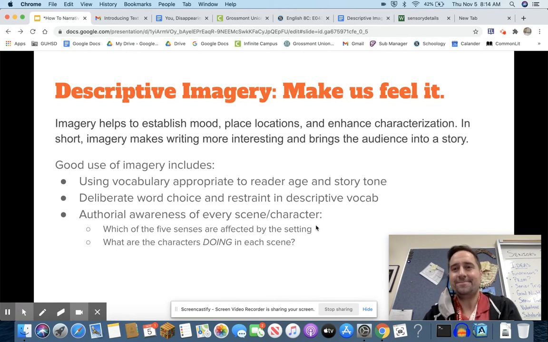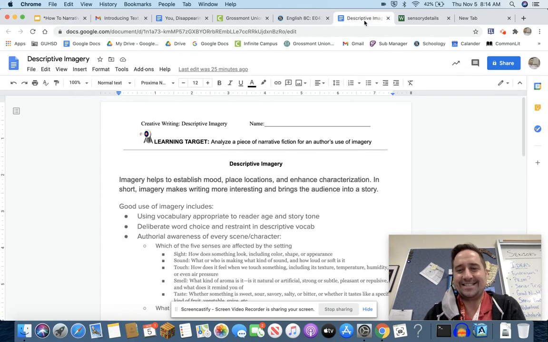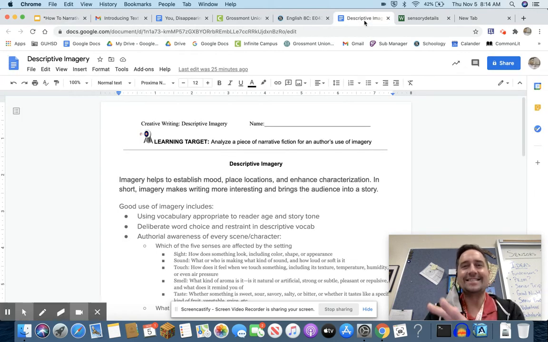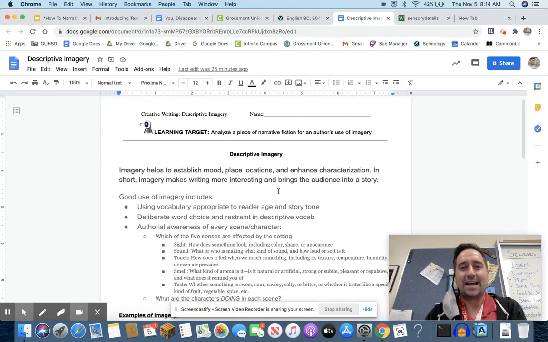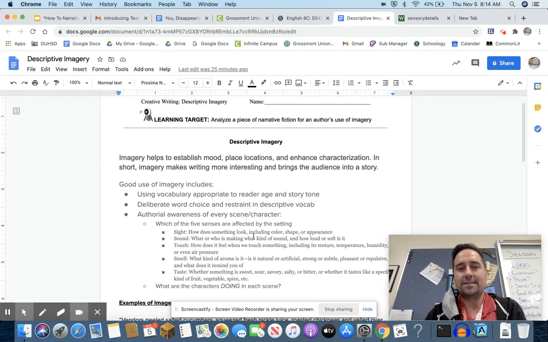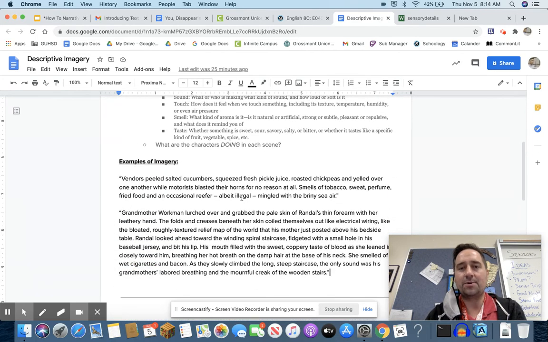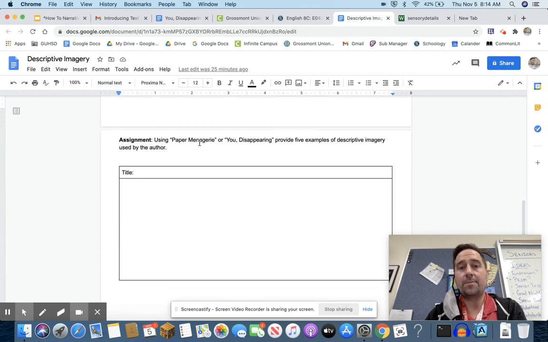Anyway, this is the assignment for today. I want you to read through these instructions, look at these examples, and then go through either Paper Menagerie or You Disappearing and provide 5 examples of descriptive imagery used by the author.